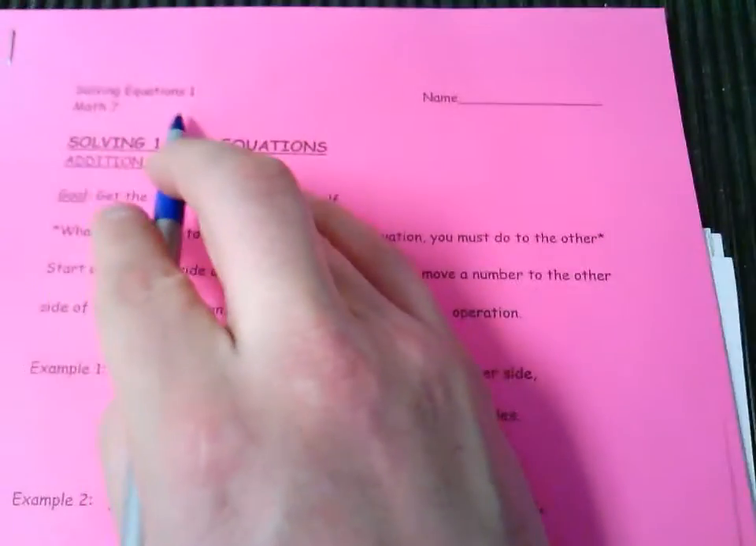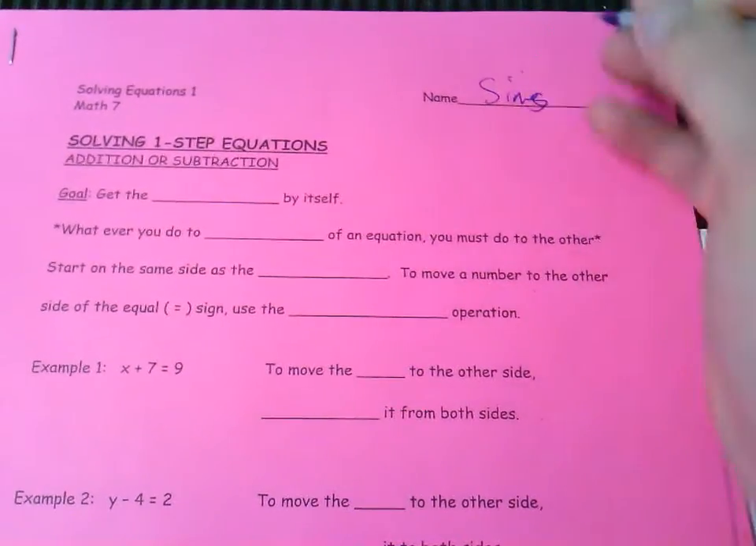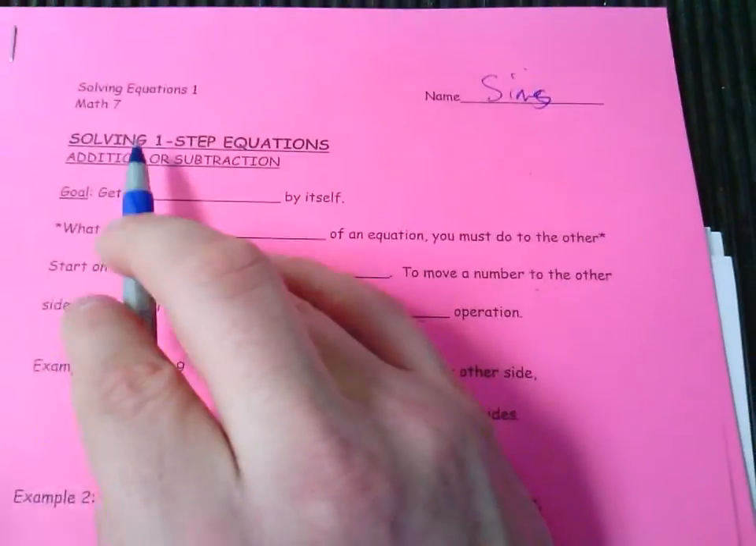This will be solving equations number 1. You'll put your name on the top, so I'll put my name on the top. All right, and even though we kind of started this, we're just going to use this as a review piece. And we're going to do one-step equations involving addition and subtraction.